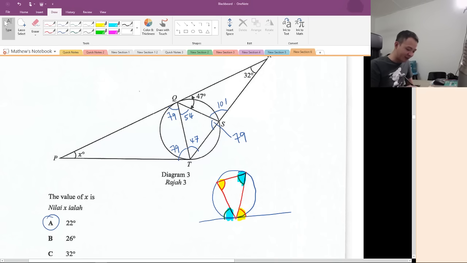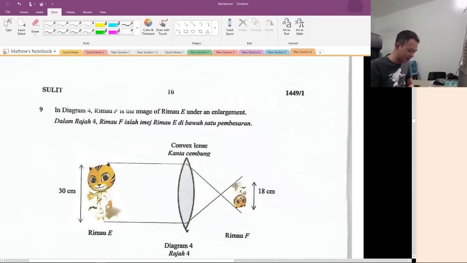Why 47? Because of this one. So let's say this angle is 47 here, then this angle will be 47. So let's say this angle is 60 here, then in this color, this angle will be 60. Because this is the tangent rule for the circle. Alright, so I'm going to move on to the next one.